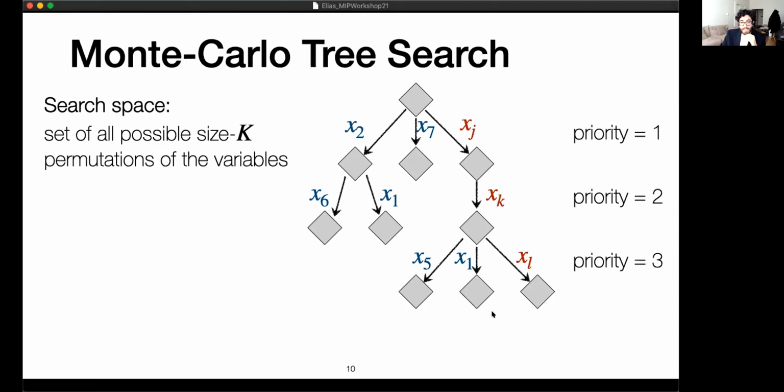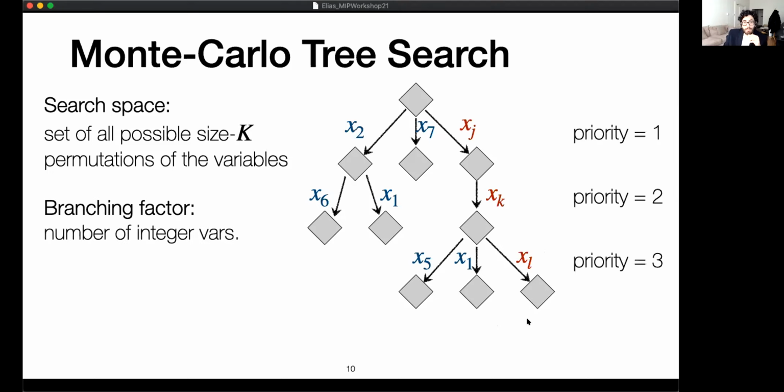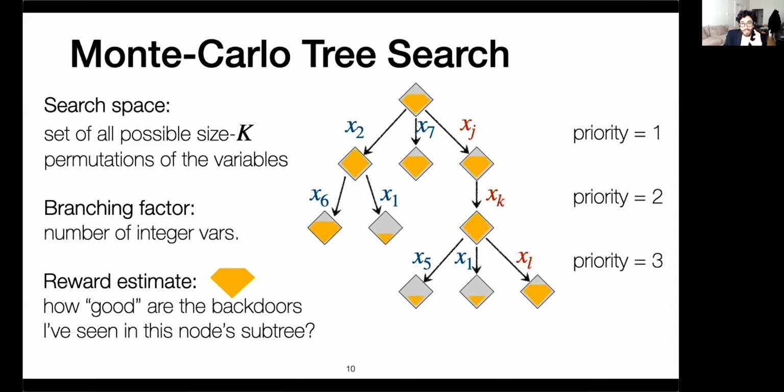The maximum depth of this tree is going to be k, because you have at most k variables, and we're going to try to grow this tree in a way that allows us to converge to good backdoors. The branching factor is obviously the number of integer variables that you're searching over, so this can be quite large. This is not a binary tree like in branch and bound for MIP. And each of these nodes contains some kind of reward estimate, which measures the quality of the backdoors that we've seen in the subtree rooted at a given node.